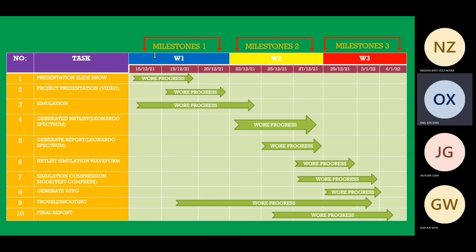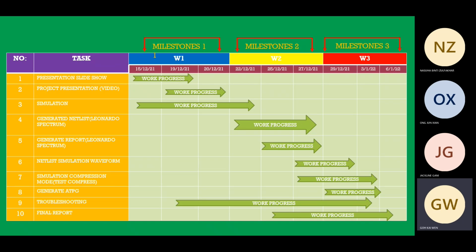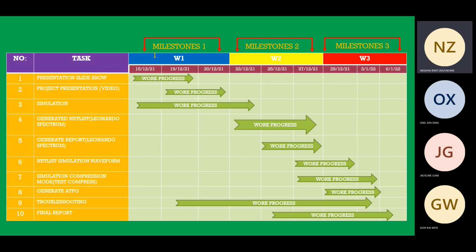After that, we generate our netlist report with Leonardo Spectrum, from 22 of December to 27 of December. Then we continue to our fifth task, which is to generate a report about Leonardo Spectrum. We plan to do it from 25th of December until 27th of December. That's all for me. Thank you.